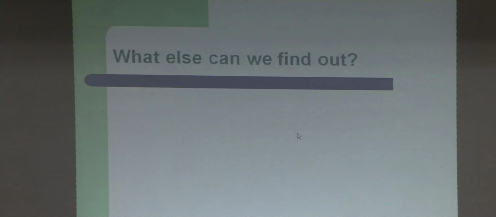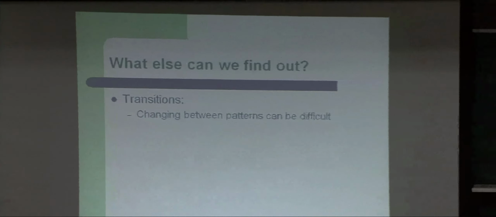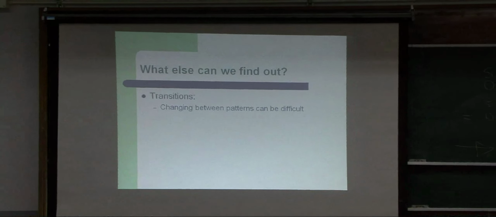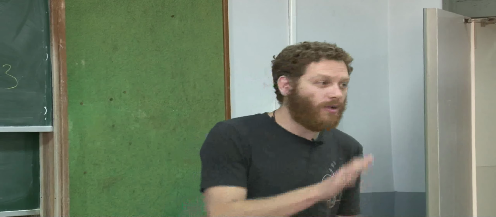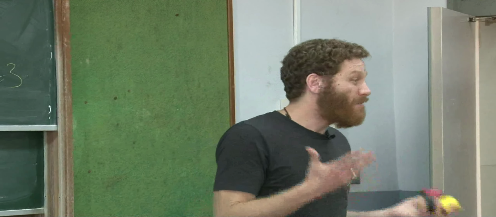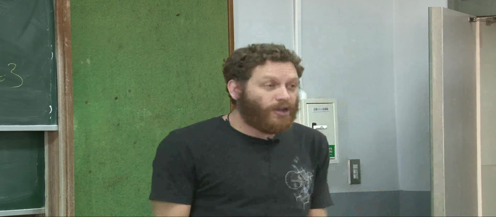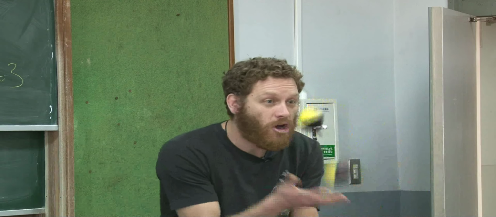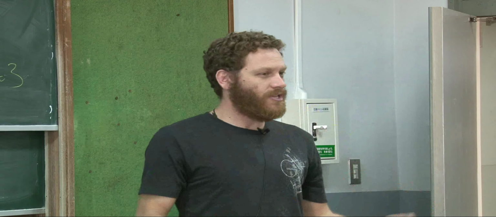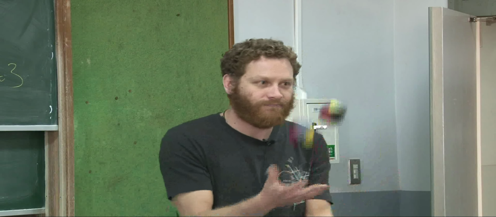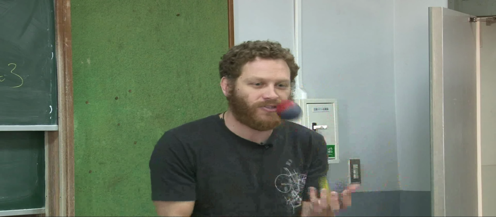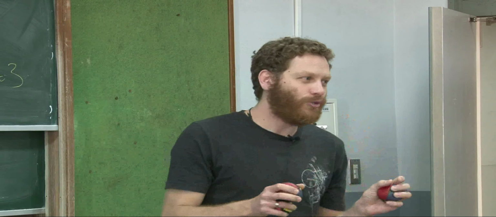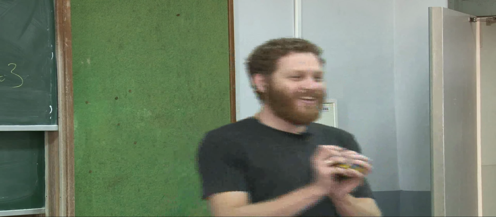What else can we find out about this notation? Well, one interesting thing is these so-called transitions, right? So one thing, when you see a juggler maybe performing on the street, they don't just sit there and juggle this one pattern over and over. Okay, they don't just sit there and juggle that. It's a little bit boring. Okay, if I was just to stand here for 10 minutes doing that over and over, it would be a little boring.